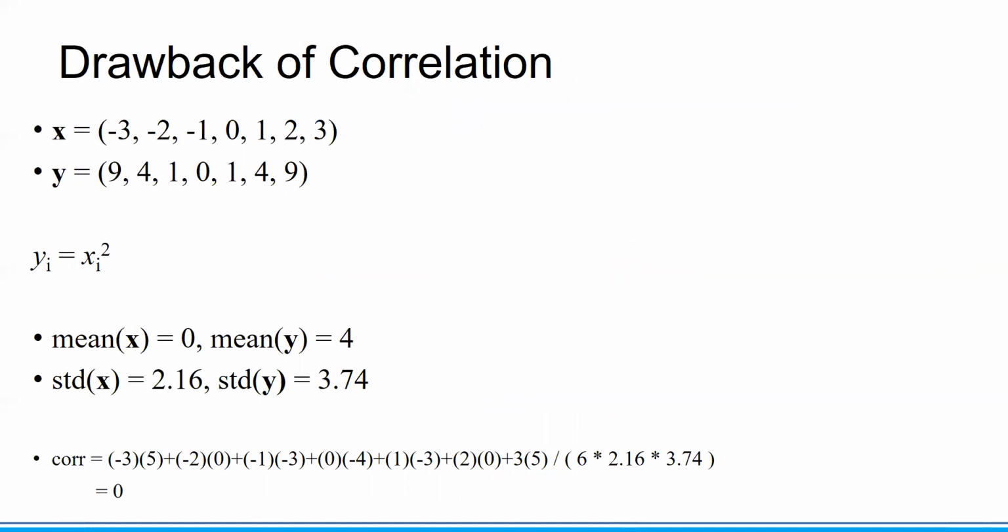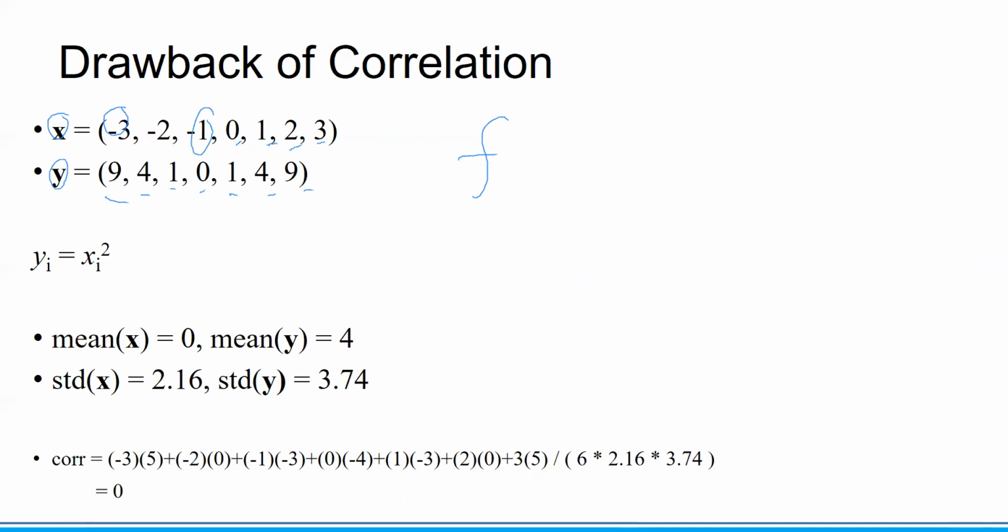What is the drawback of correlation? When we have a correlation, we can see some patterns. But if the relationship is a function, we cannot see whether it is a correlation or not. For example, x and y: I want to see the correlation between the two. We have x as -3, -2, -1, 0, 1, 2, 3, and y as 9, 4, 1, 0, 1, 4, 9. What happened here?